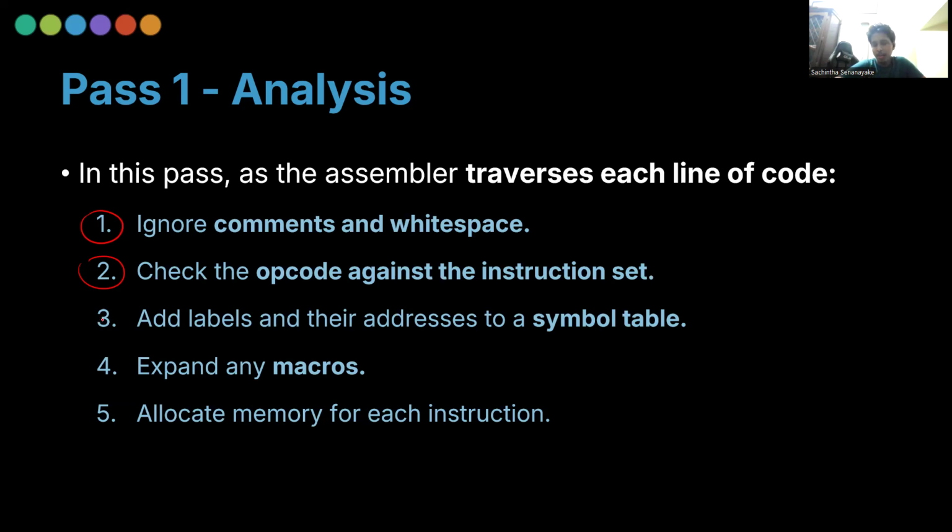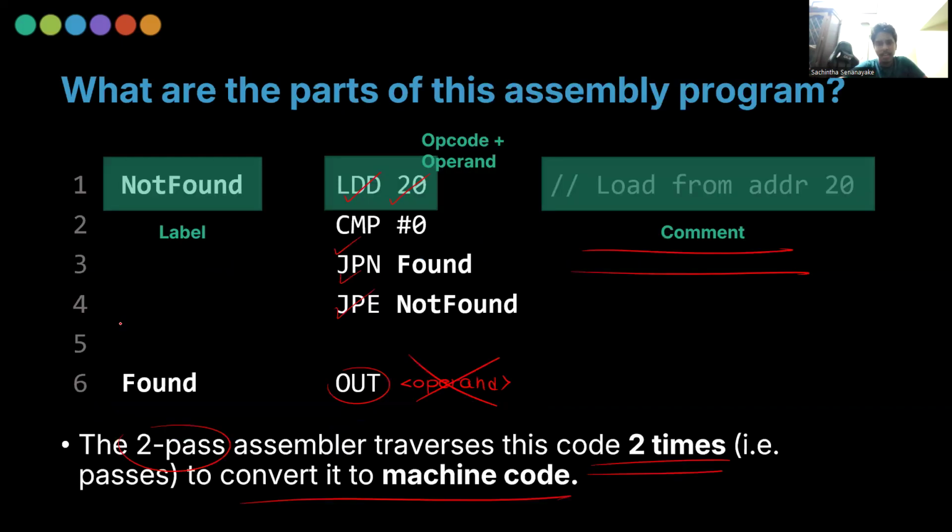Now, if all the opcodes match as we go through, the next thing that we do is add labels and their addresses to a symbol table. Now, I hope you guys remember what labels are. Labels are things like not found and found. And once we load these instructions, LDD 20, CMP #0, JPN found, so on and so forth into memory, those memory locations will be the ones that are being aliased by the labels not found and found.